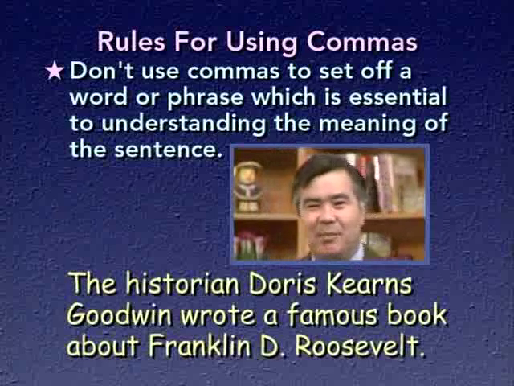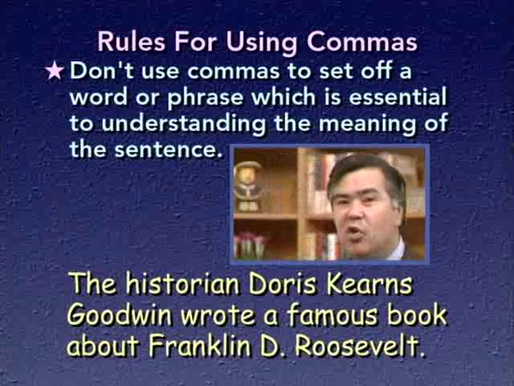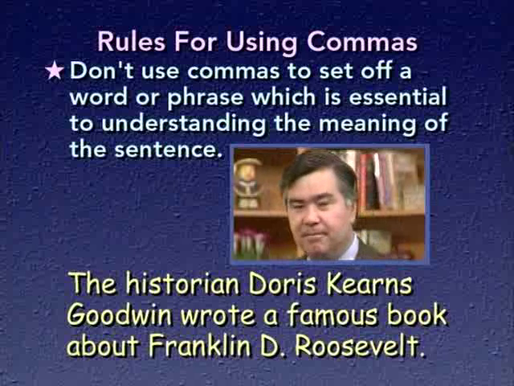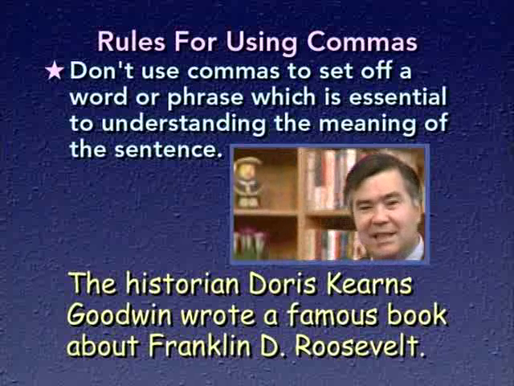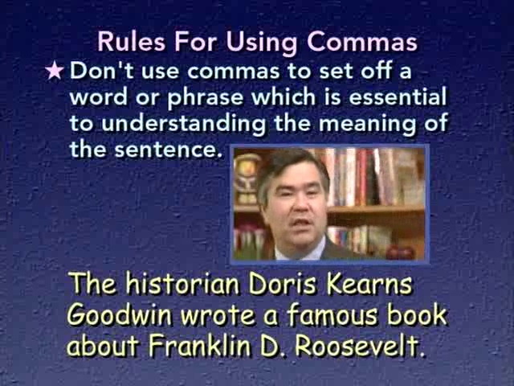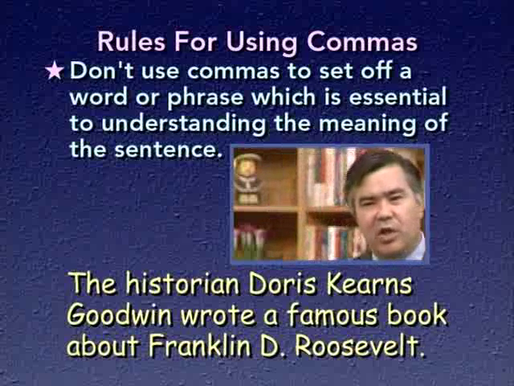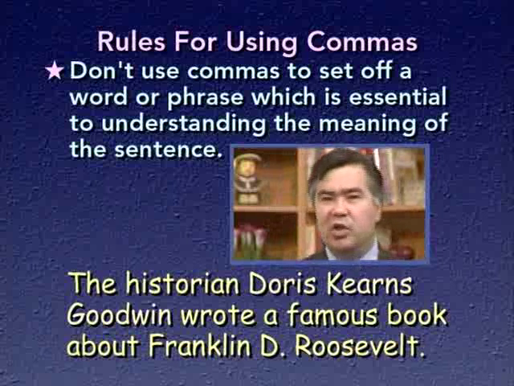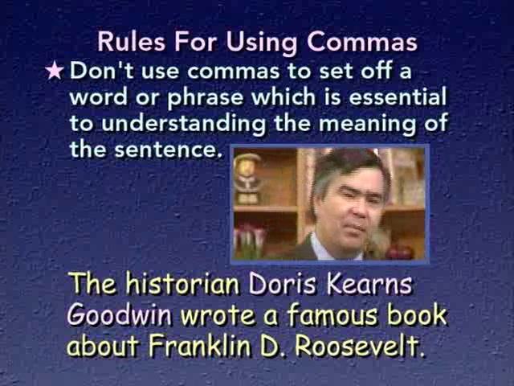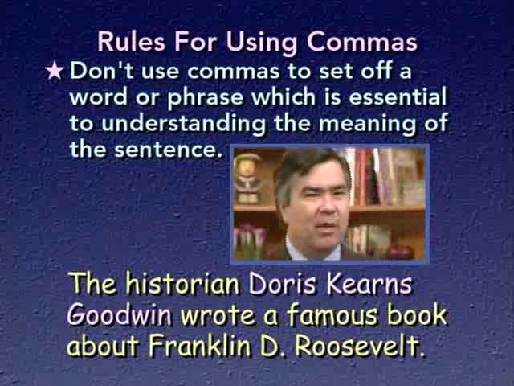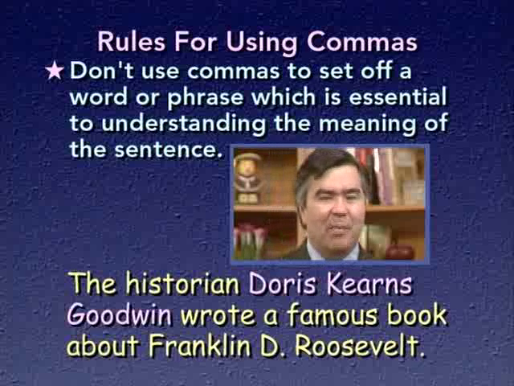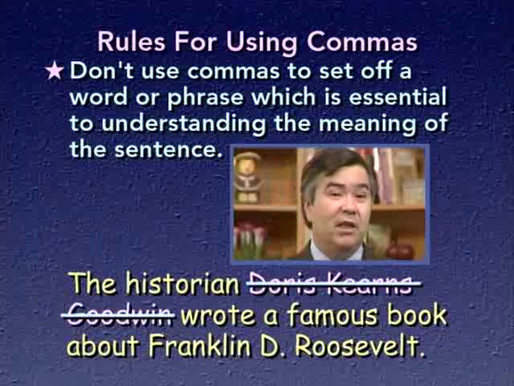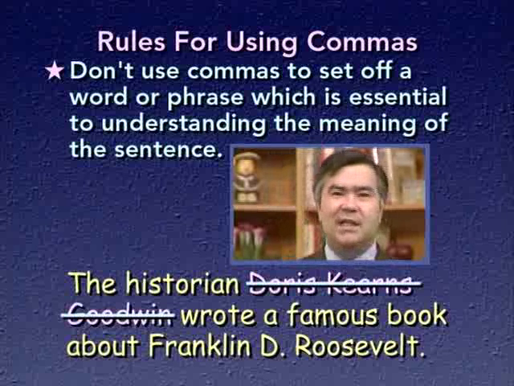Let's look at this example. The historian Doris Kearns Goodwin wrote a famous book about Franklin D. Roosevelt. Now, the sentence is saying that Doris Kearns Goodwin wrote this famous book, but it begins with the words, the historian, and you might then think that her name, Doris Kearns Goodwin, is a kind of interrupter. If you take away the interrupter, the sentence does still make a kind of sense. The historian wrote a famous book about Franklin D. Roosevelt. But think about what that's saying.